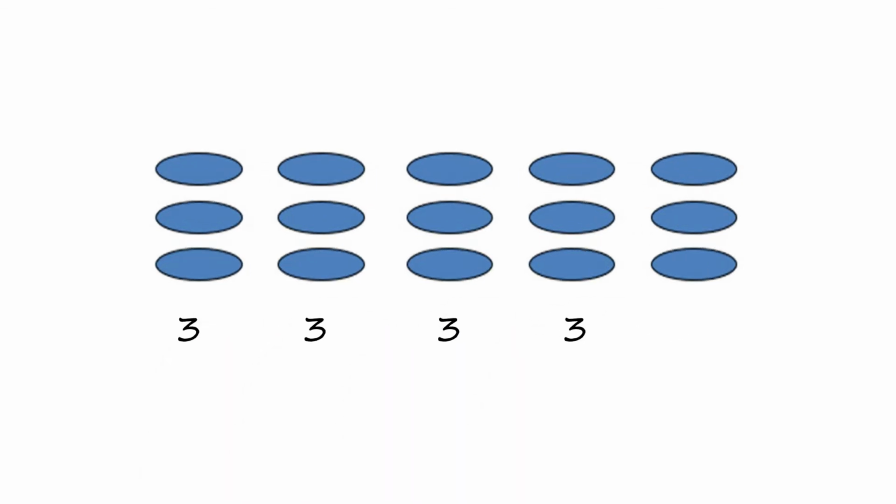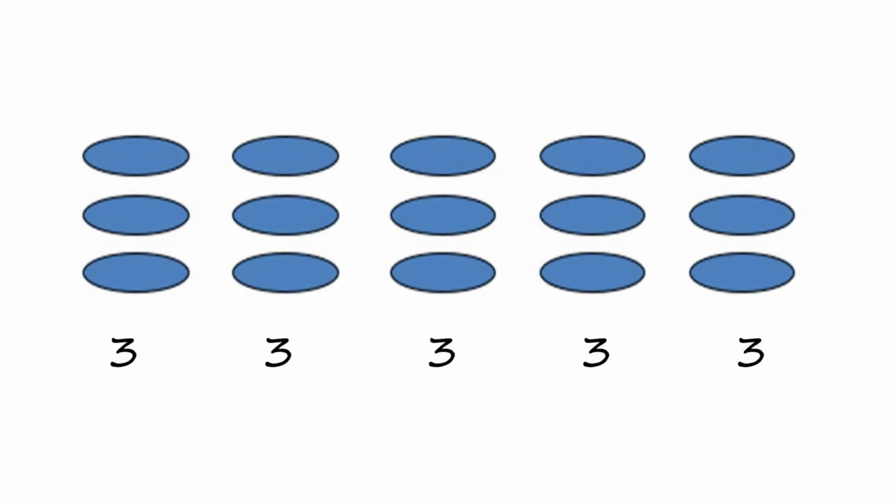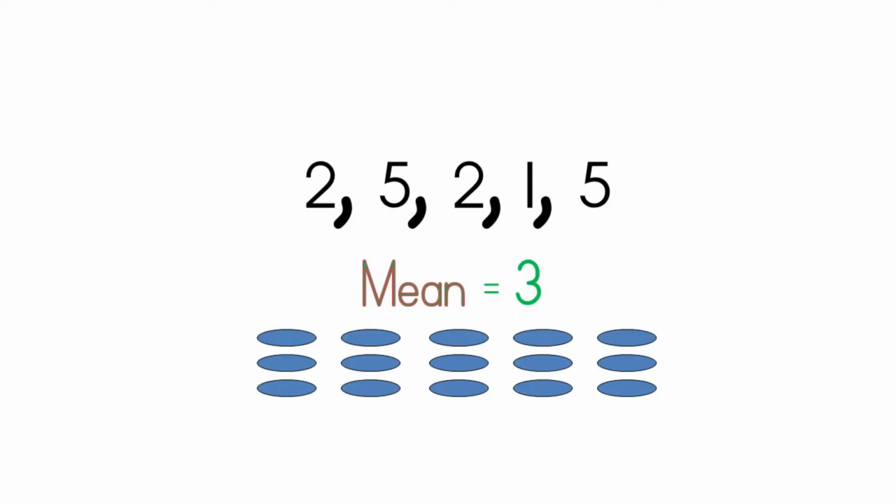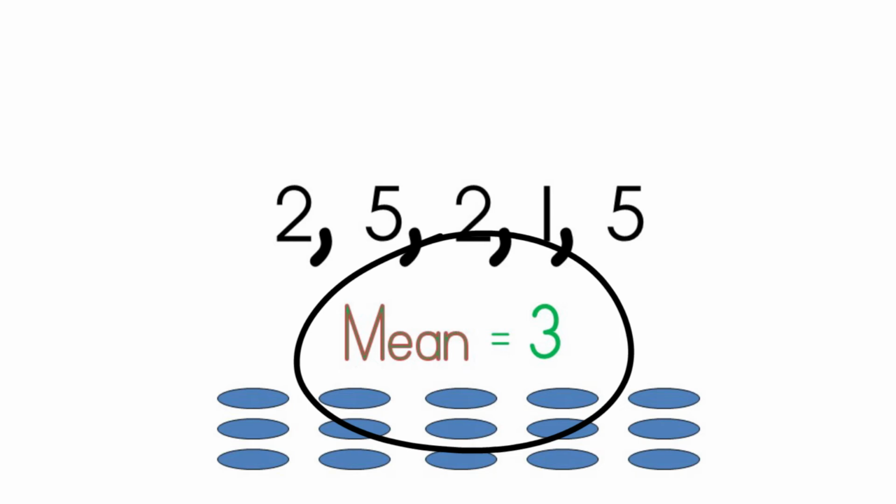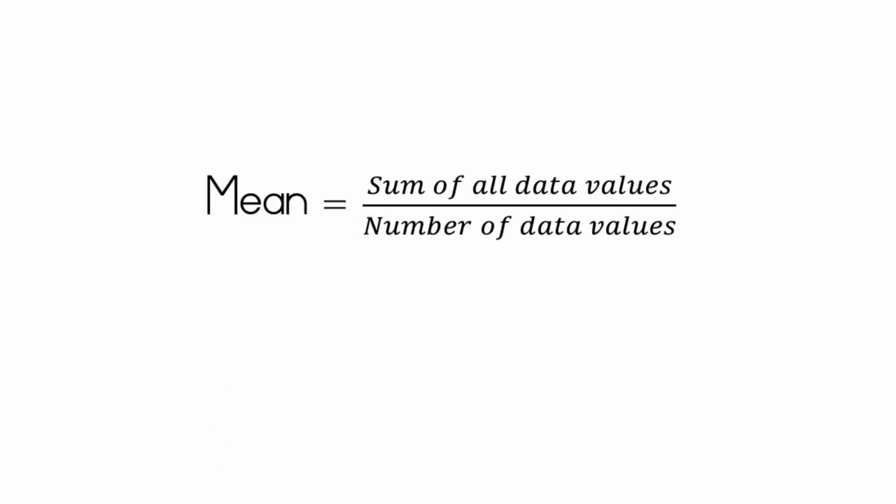In this slide, we can see that the stacks of plates have now been rearranged into one consistent value of 3 plates per stack. Explain to your learners that this consistent value of 3 is referred to as the average or mean. Therefore, the mean of the numbers 2, 5, 2, 1, and 5 is equal to 3. We conclude that the mean is found when different data values become one consistent value. Tell the learners that the mean is calculated by dividing the sum of all the data values by the number of the data values.